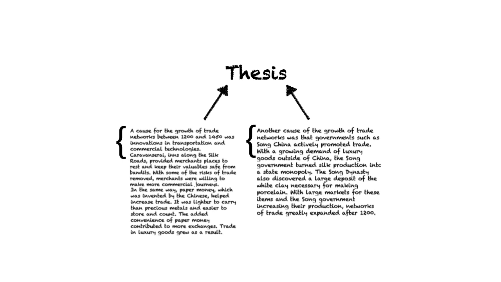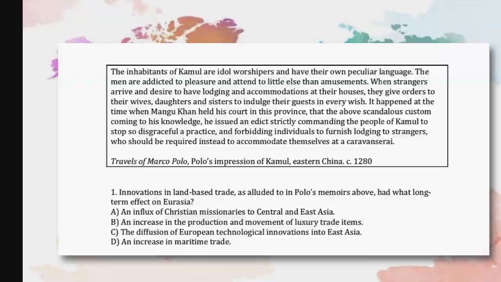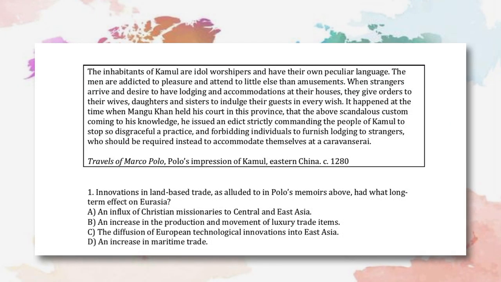Now let's look how this content that we've looked at might be assessed on the AP test. Here's a multiple choice question, and basically this is Marco Polo complaining about one of the places he visited, how immoral the people were there. When men came in, guests would allow them into their homes and give them their wives and their daughters to sleep with, and as an Italian Catholic, he was appalled at that, but he was very thankful here in this text that the Mongols had taken over and forbid this type of hospitality, so to speak.